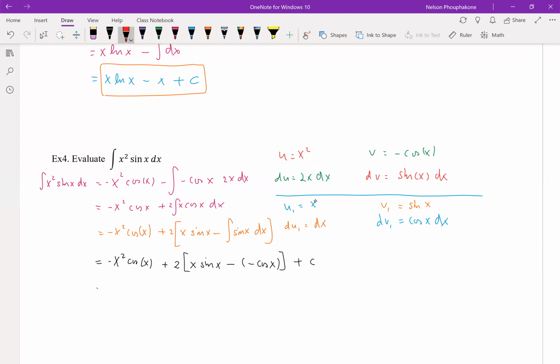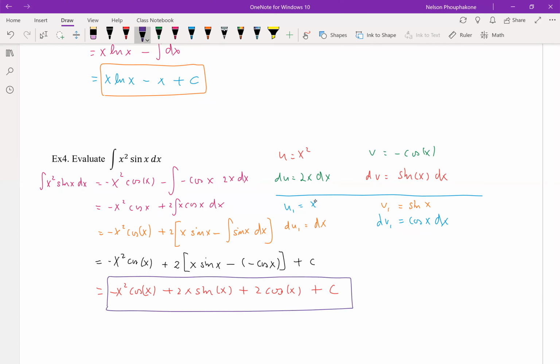And now plus 2x sine of x, and then plus 2 cosine of x plus c. Okay.